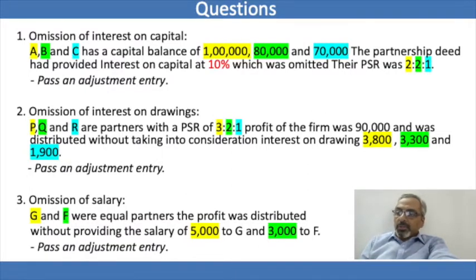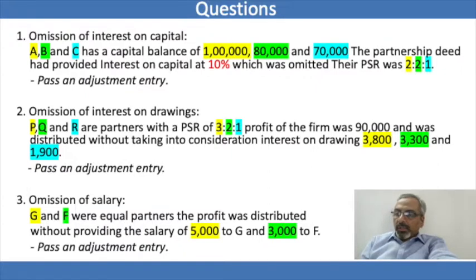The second case is omission of interest on drawing. P, Q and R are partners with a PSR of 3:2:1. Profit of the firm was 90,000 and was distributed without taking into consideration interest on drawing: P 3,800, Q 3,300, R 1,900. Pass an adjustment entry. Here the profit is given, but don't worry about that. That will not be taken into consideration. Why? The profit has actually been distributed in the said profit sharing ratio. The profit will only be returned back if it has not been distributed in the proper profit sharing ratio.